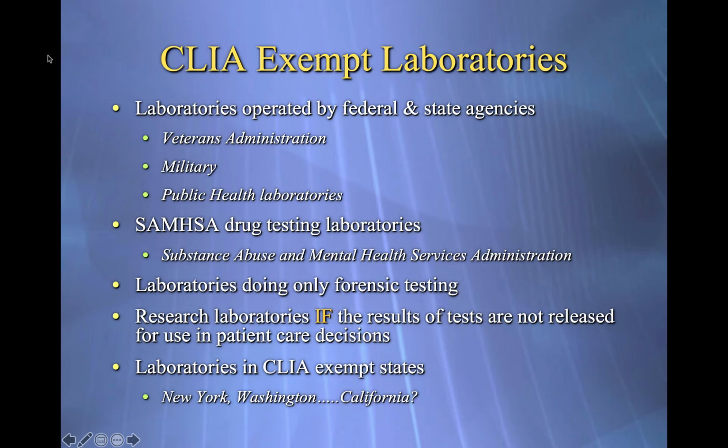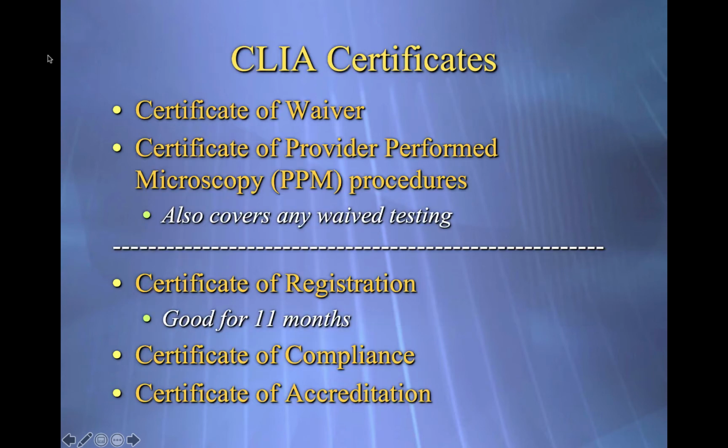So New York and Washington are states that have their own laboratory regulations. They are very stringent. They are more stringent than CLIA, and so they applied to the federal government and said, we don't need two different systems. We're going to only have one. And the government said, yeah, we've looked at your stuff. You're good to be CLIA exempt. California has tried this since the mid-90s. We're probably never going to get there, but yeah, they've talked about becoming CLIA exempt. I doubt that will ever happen.